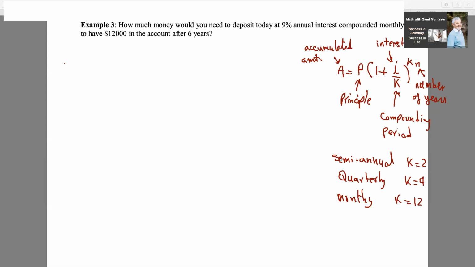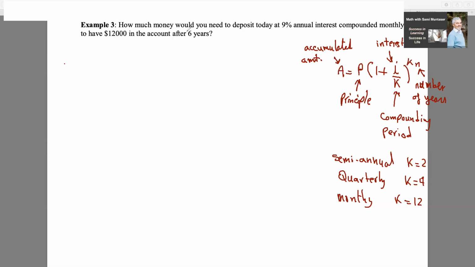It means for semi-annual, every 6 months they calculate your accumulated amount, and after that your accumulated amount becomes the principal, and they do six more months. So your principal increases every 6 months. Quarterly, every 3 months, because there are 4 periods in the year, and therefore every 3 months they calculate the accumulated amount, and that becomes the principal for the next 3 months, and so on.